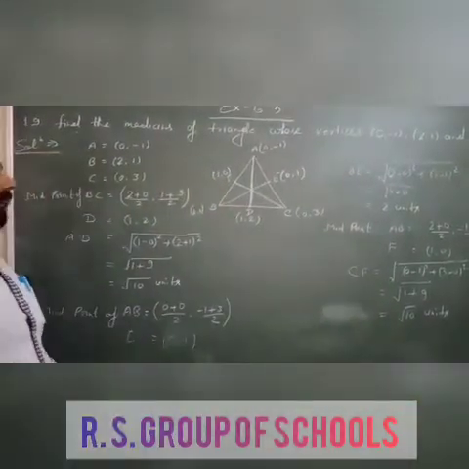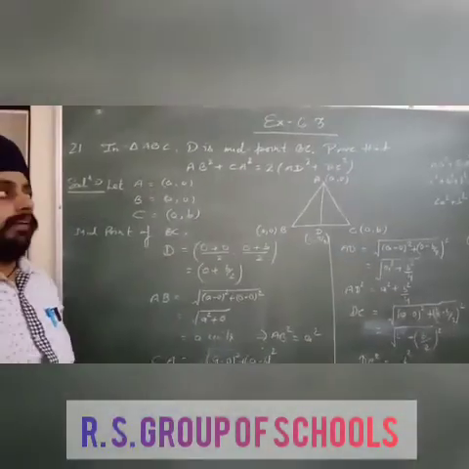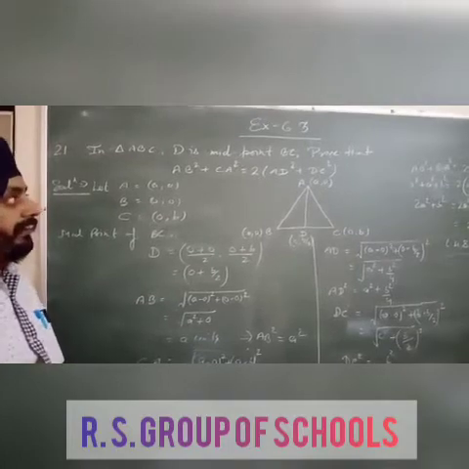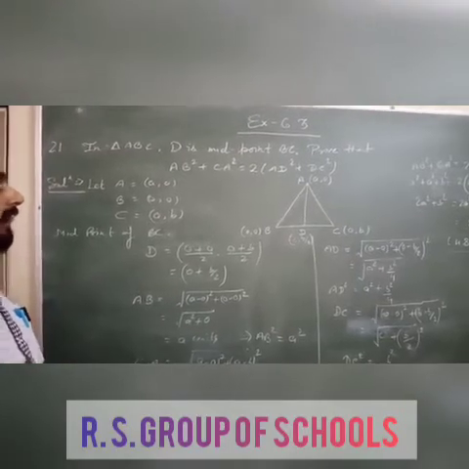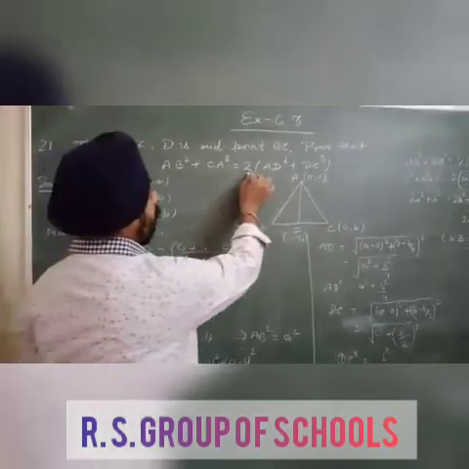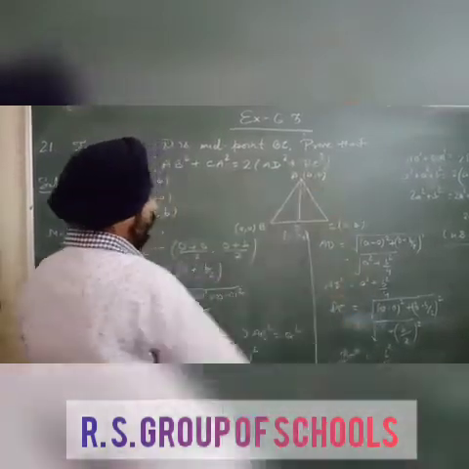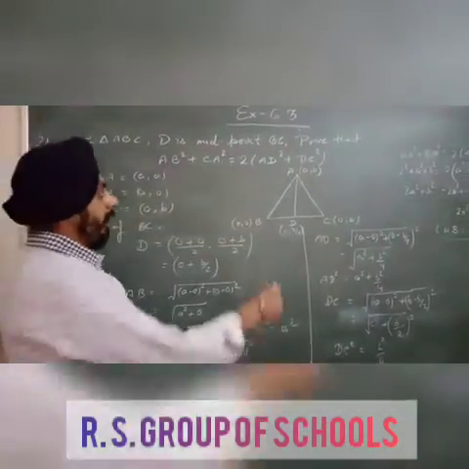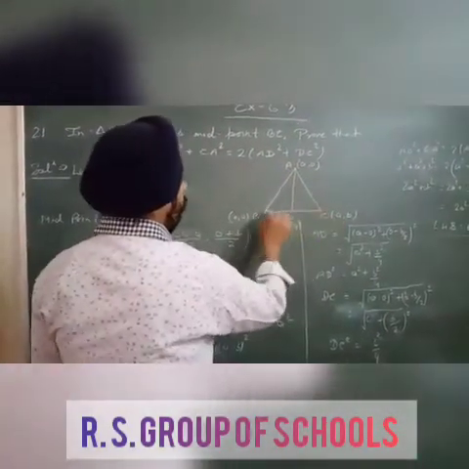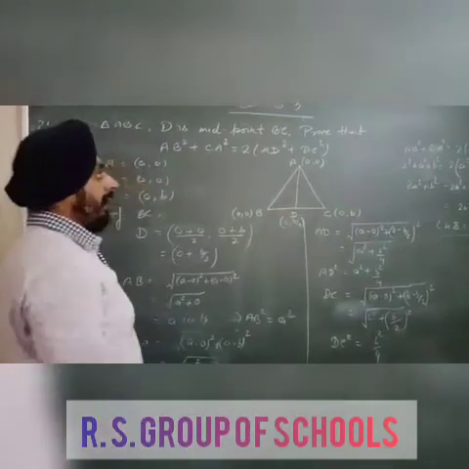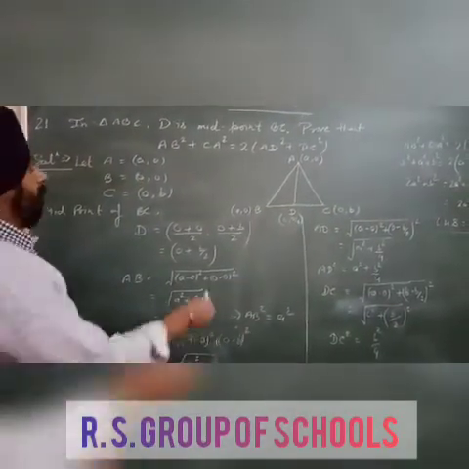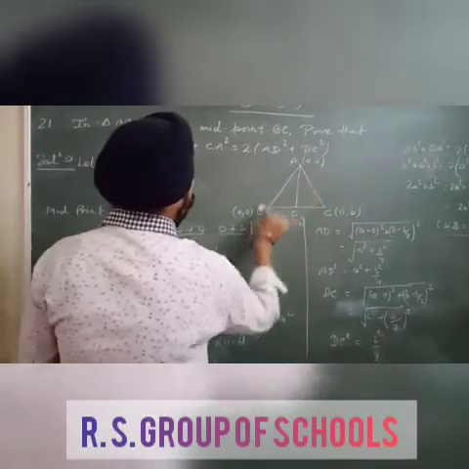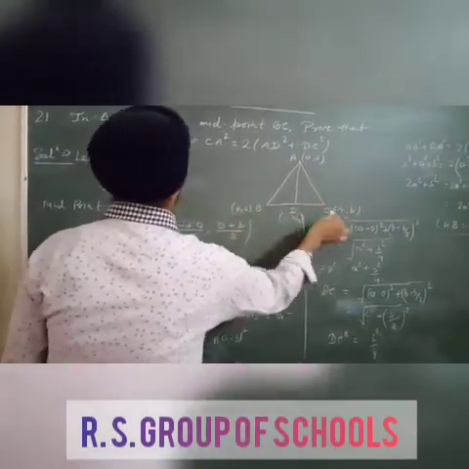Now we see the next question. In triangle ABC, D is the midpoint of BC. Prove that AB square plus CA square is equal to 2 AD square plus BC square. First we have a triangle ABC, and D is the midpoint of BC. In this question we let the vertices of the triangle be A(a, 0), D(0, 0) and C(0, b).